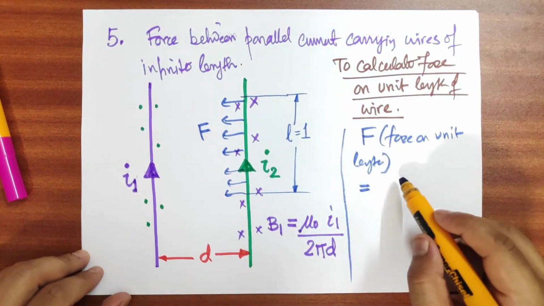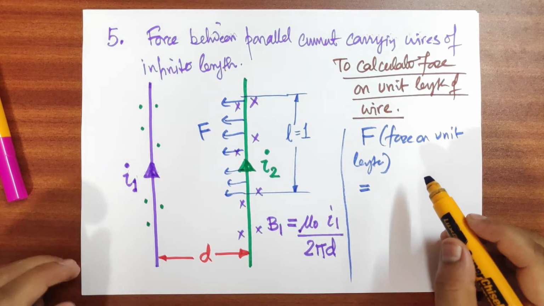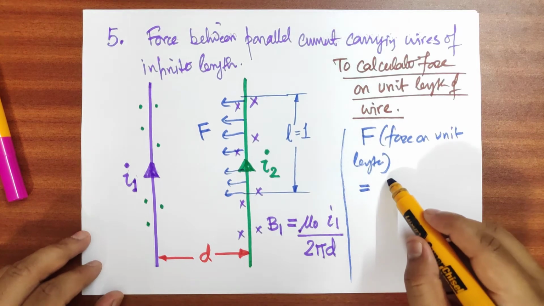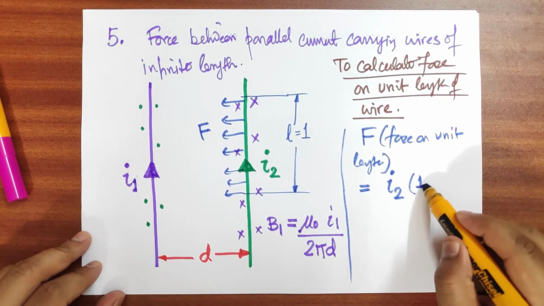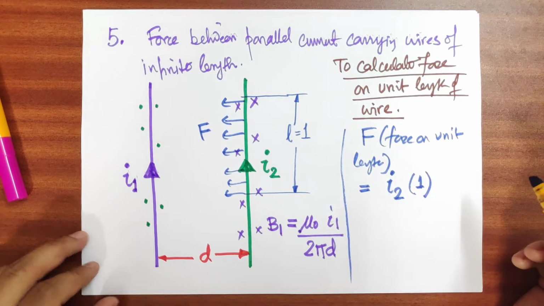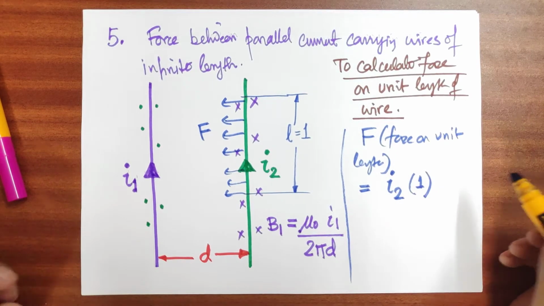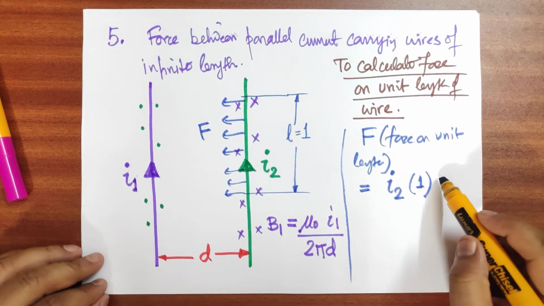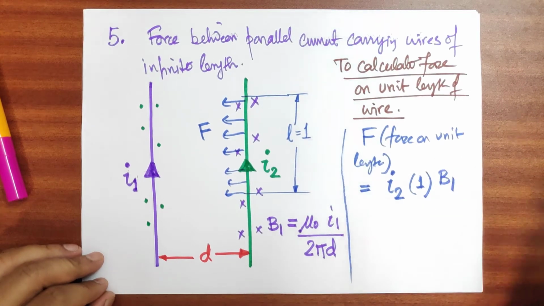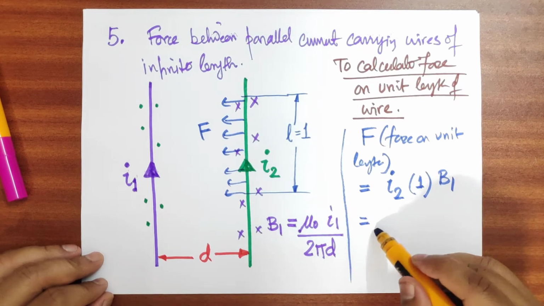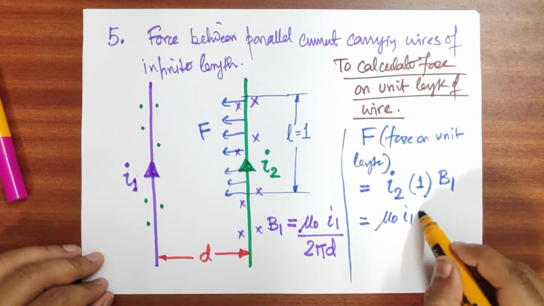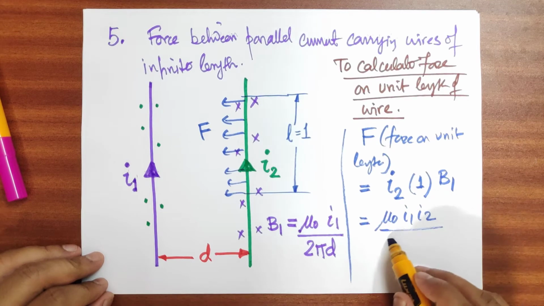What is the formula? It is I L cross B, right? So the current is I2 and for length you substitute 1. It's actually I L B sin theta, so I L B1. Substituting B1 here, you get mu 0 I1 I2 by 2 pi d.